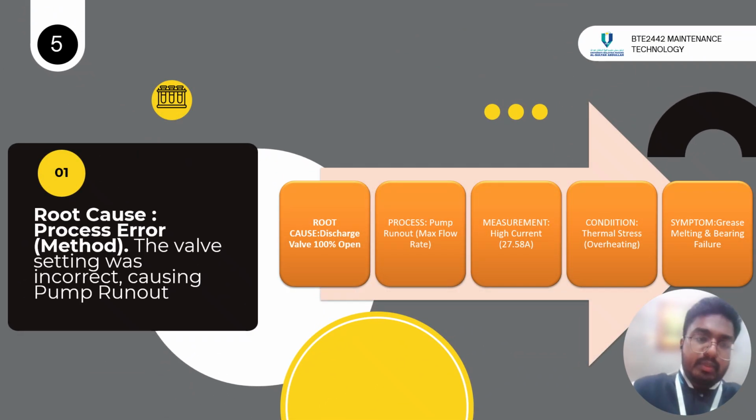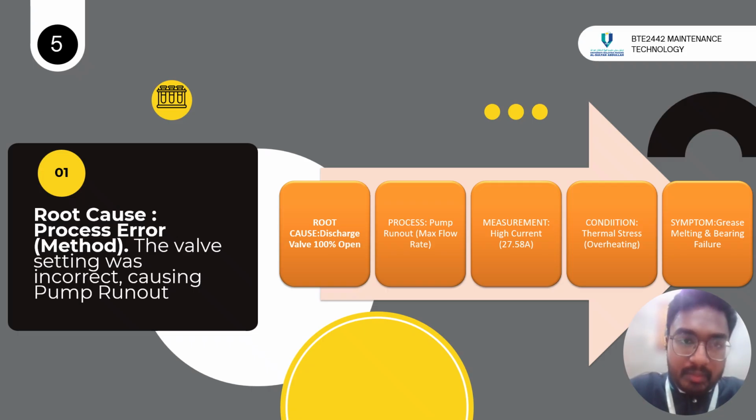Root cause: the valve setting was incorrect. We found, number one, the root cause was incorrect settings, because one of the operators made a wrong setting. The valve setting was incorrect, causing the pump to run out. So we identified the root cause: the discharge valve was 100% open, with maximum water flow.